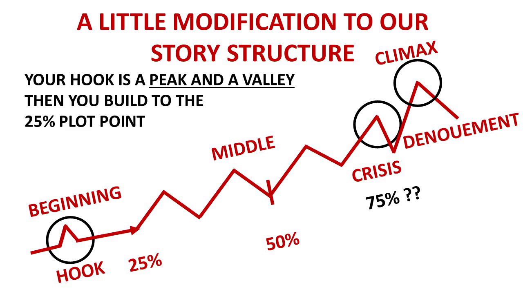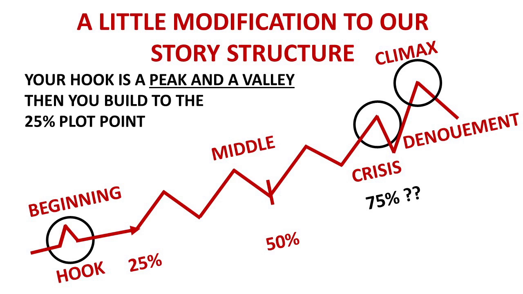The hook is actually a peak and a valley at the very beginning of your book, and then you start building to the 25% point. The ending starts with a crisis, goes through a thing I call the regroup. Then you have a high-tension peak called the climax, and of course the ending called the denouement.